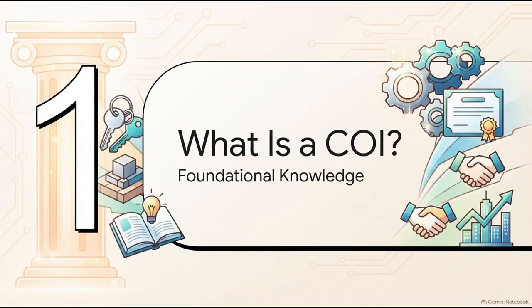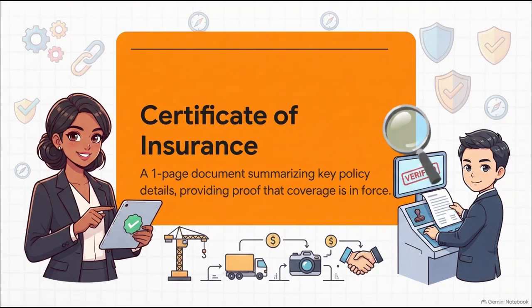Let's get our foundational knowledge locked in. The absolute most crucial point here is understanding exactly what this document represents. A certificate of insurance, you'll hear it called a COI all the time, is really just a one-page standardized document. It's issued by an insurance company or an authorized broker, and its entire purpose is to summarize a policy's key details. We're talking about the types of coverage, the financial limits, the effective dates, and the named parties. It basically provides quick, undeniable proof that your coverage is actively in force.